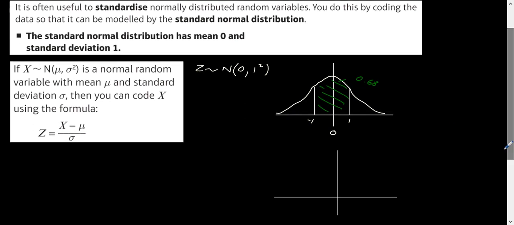Now, why do we need to use it? Well, if we don't know either mu or sigma or both, then we can't use the calculator because we've got nothing to type in. So we need this because we have a mu and a sigma that we can use.